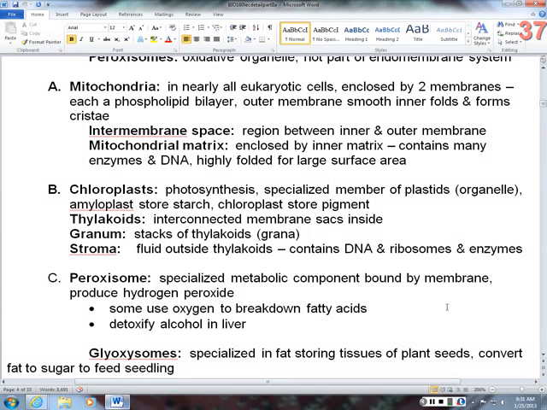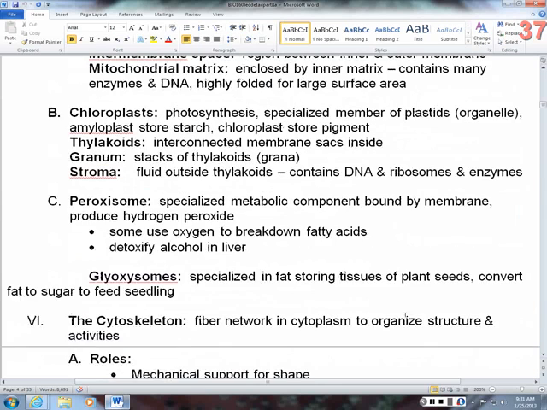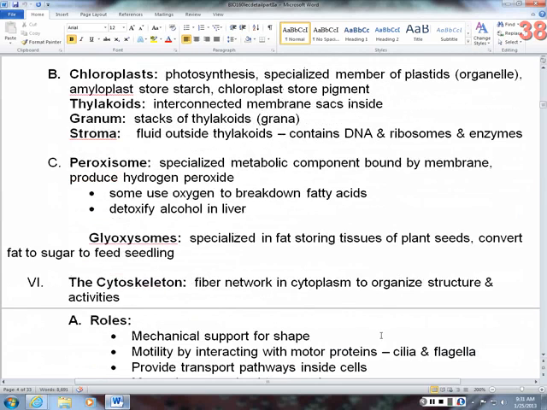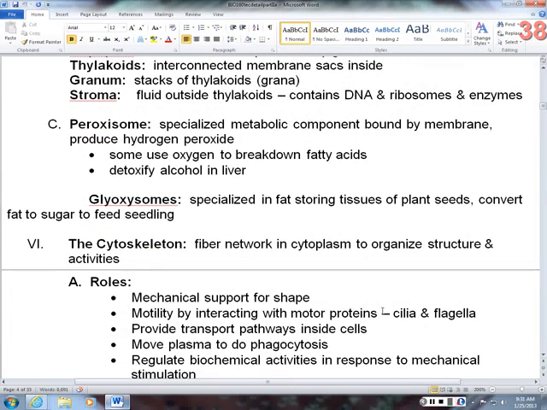Glyoxysomes are specialized in the fat storing tissues of plant seeds. They help convert the fat to sugar to feed the seeds. One of the reasons why seeds have so many nutrients when you eat them is that the fruit is almost like the uterus, not really the ovary, and then it's got the seeds in there, where you've got the baby. It's got all the stuff to feed that baby plant. And that's why you have those glyoxysomes, to help break down the nutrients to feed that baby plant.